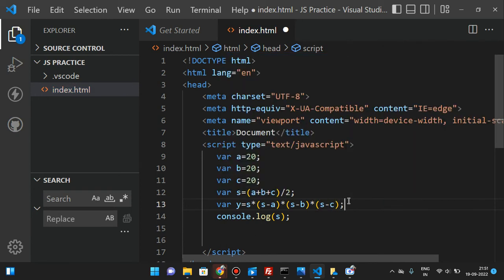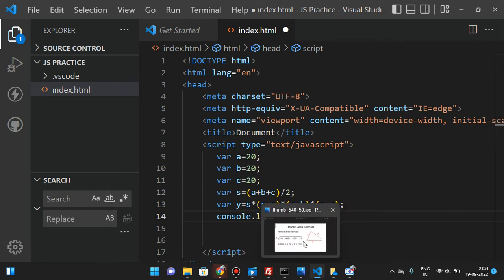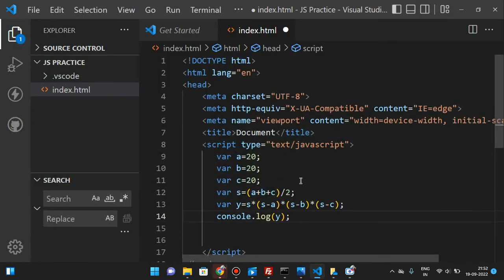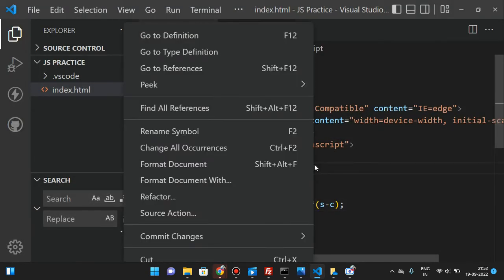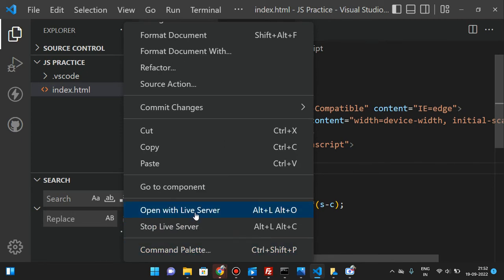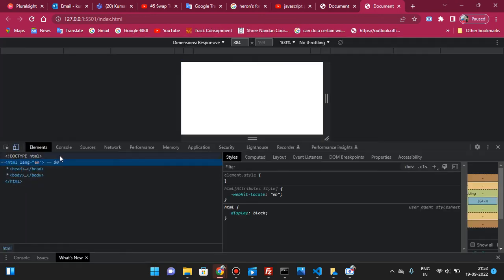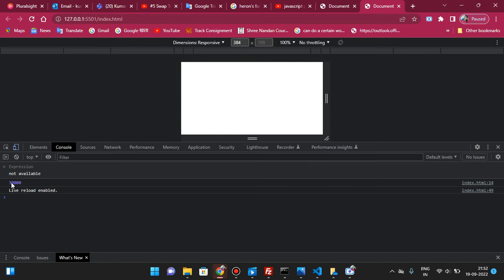Okay, and here I want to print y. Okay, you can match this formula. This is your formula. Okay, let's see what is your output. And you can see your output is 30,000.